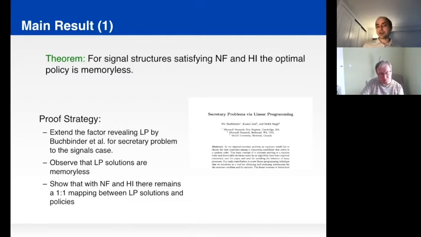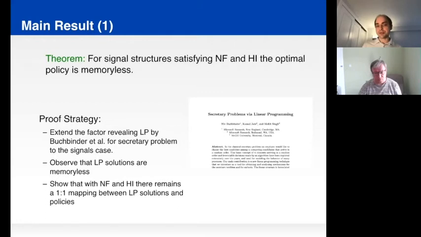And so what we're doing here is that we can say, well, let's take this LP and let's augment this with the signaling structure that we have. And we can show that under the two assumptions that we have, again, first, there's still the one-to-one mapping between LP solutions and policies. And we can say that all of the solutions are actually memoryless. And so this then allows us to conclude that for the signal structures that satisfy these two properties, the optimal solution is memoryless as well, right?